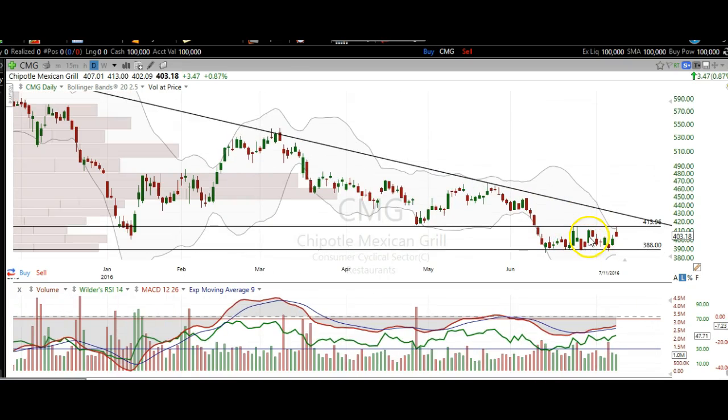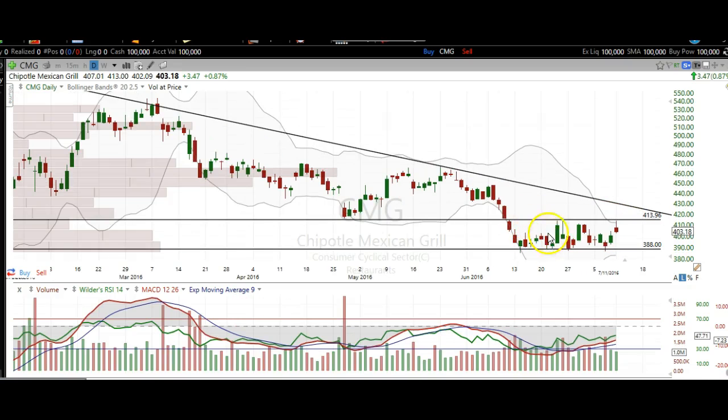You don't really need the Bollinger Bands. You can just see that we're trading in a tight range. So when the Bollinger Bands are tight, that just means that we're trading in a tight range, and you can just see that with price right here. So we're trading in a box.